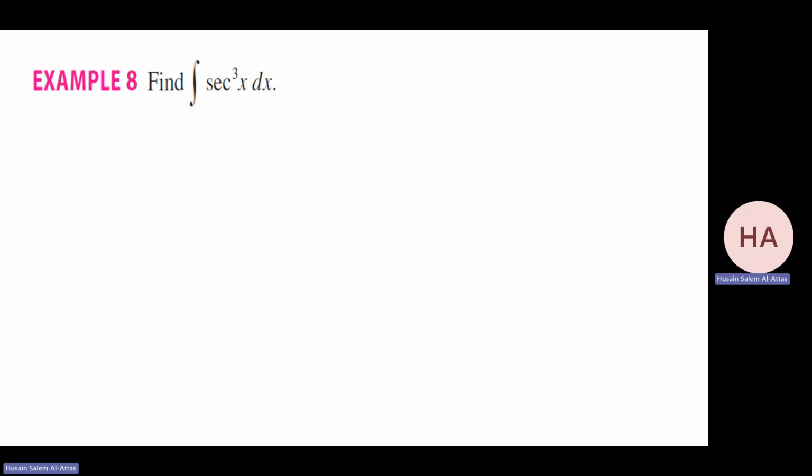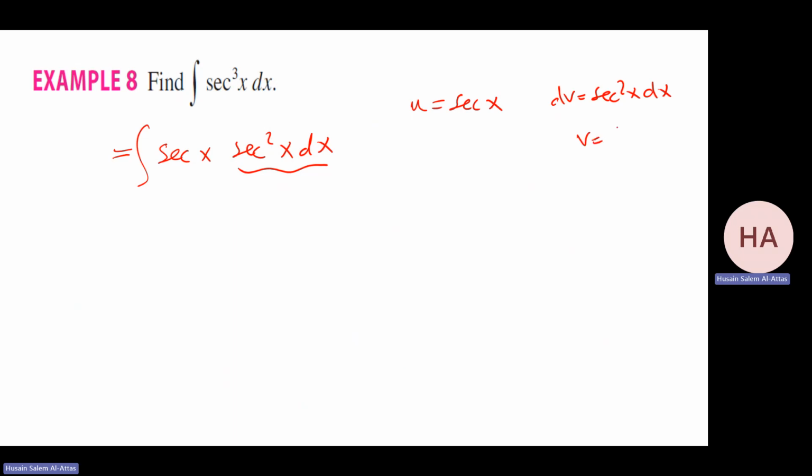Watch this one, secant cubed. Yeah, it's not an easy one. We need integration by parts to do it. Okay, how to do that? I think we did it again in 8.2. Let us do it again. That will be secant x times secant² x dx, where this will be dv. So I have u as secant x, and dv as secant² x dx. So what is v? It's tan x, which is easy to integrate, and du is secant tan dx.